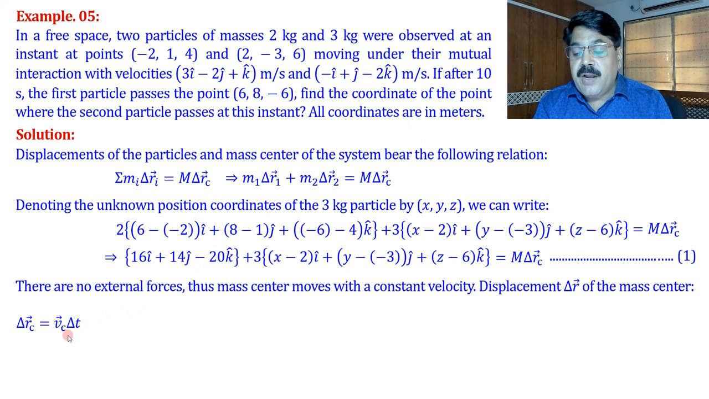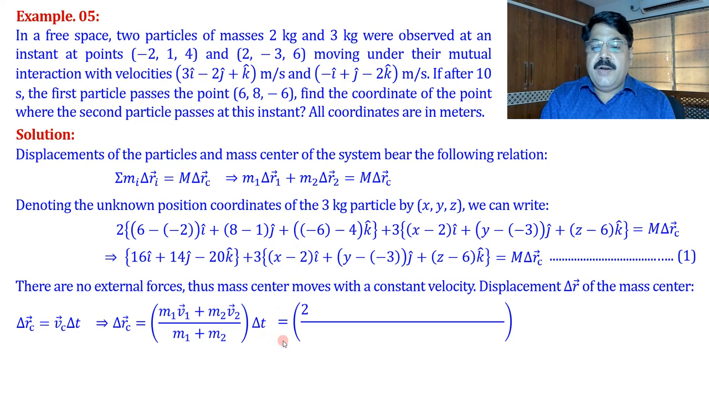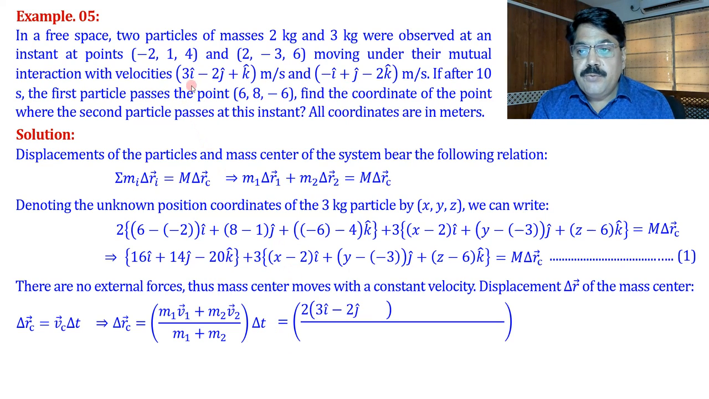So how can we calculate the velocity? 2 into this velocity plus 3 into this velocity upon 2 plus 3. So delta RC will be M1 V1 vector plus M2 V2 vector upon M1 plus M2, into delta t. M1 is 2, V1 is this velocity, M2 is 3, V2 is this velocity, and delta t is 10 seconds. Let us substitute values: 2 into 3 i cap minus 2 j cap plus k cap plus 3 into i cap plus j cap minus 2 k cap upon 2 plus 3, into 10.